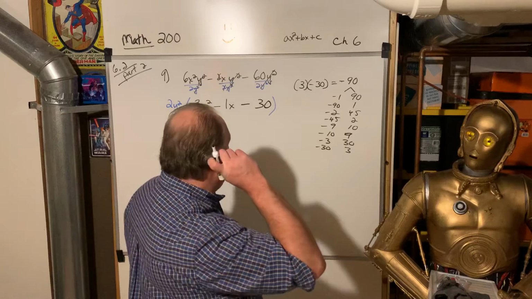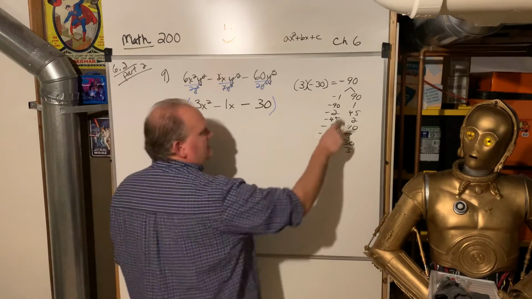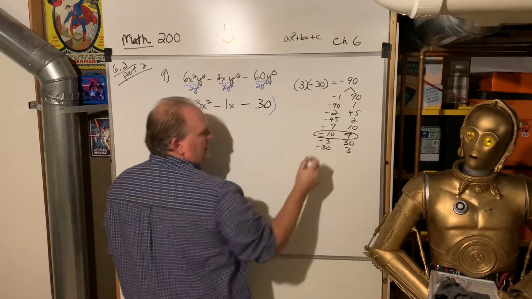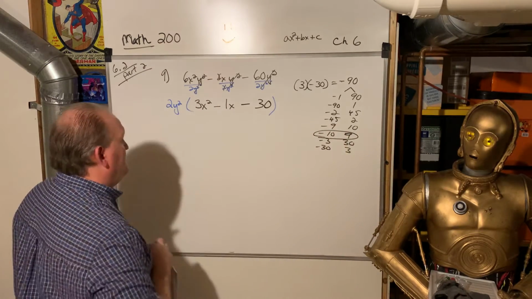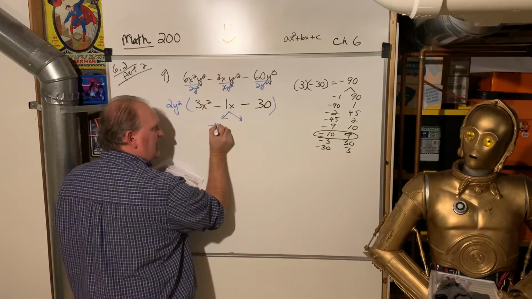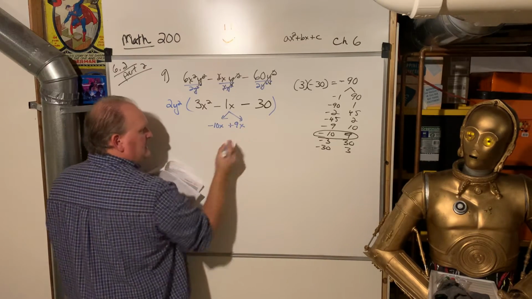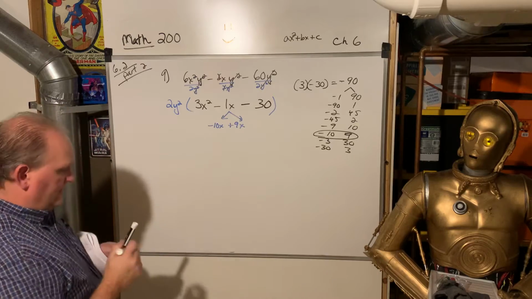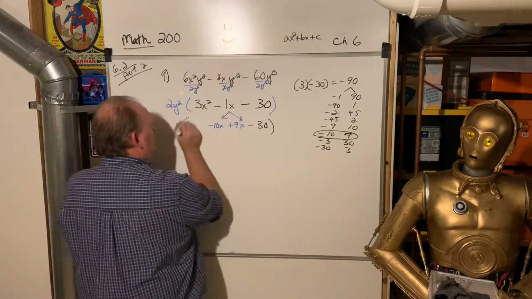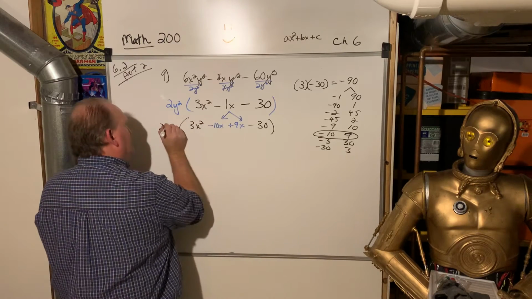But I think I've got the answer in here, right? Multiplies to be negative 90, but adds up to be negative 1. That's right here. Negative 10 and positive 9. So we're going to sneak that in here. We're going to go negative 10x plus 9x. And we're going to leave that minus 30, and we're going to leave that 3x squared, and the 2y squared is still up front.